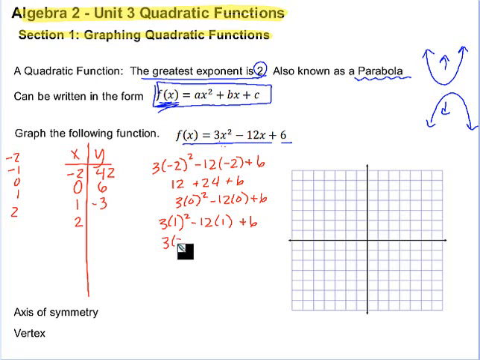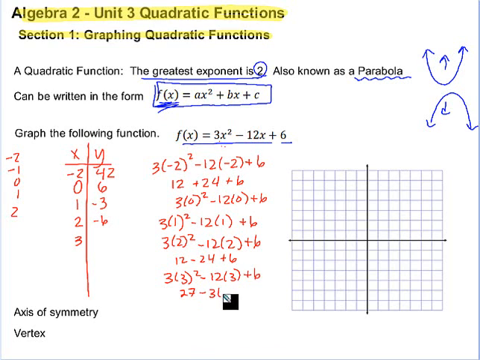If we plug in 2, 3 times 2 squared minus 12 times 2 plus 6. 2 squared is 4, so this is 12 minus 24 plus 6. So that should be -6. If we plug in 3, we have 3 times 3 squared minus 12 times 3 plus 6. So 3 squared is 9 times 3 is 27. Minus 36 plus 6, so that would be -3.